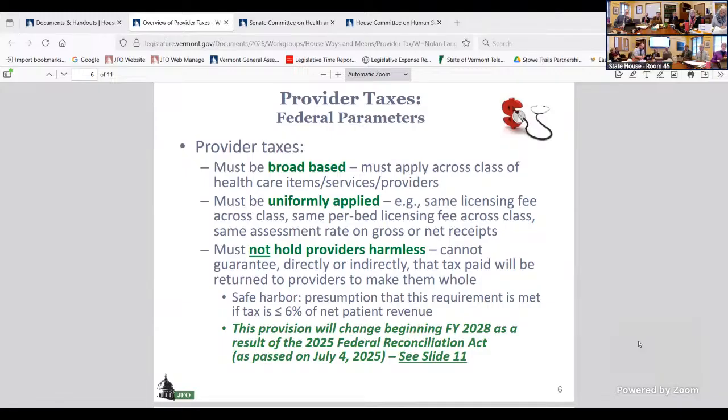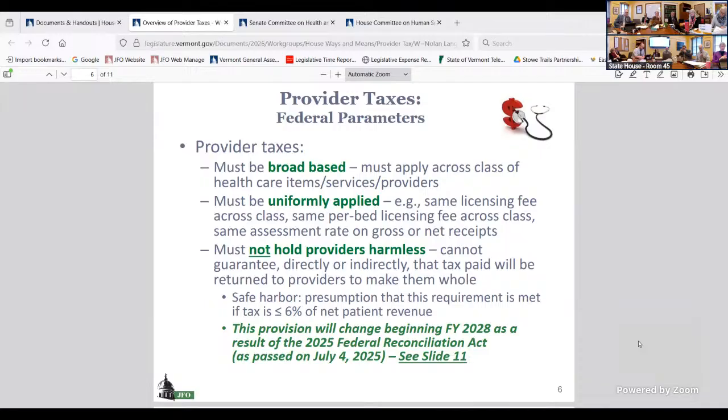But we can't guarantee them directly or indirectly that we're going to hold them harmless. We can't say, you pay us this amount in provider tax, and then we'll get the federal match, and then we'll give you back the amount that you gave us and make you whole. So there are some winners, there are some losers for the providers, depending on what their payer mix is, how many patients they have that are on Medicaid or on other types of coverage or no coverage. So we can't guarantee providers in any way that we will return it to them to make them whole.